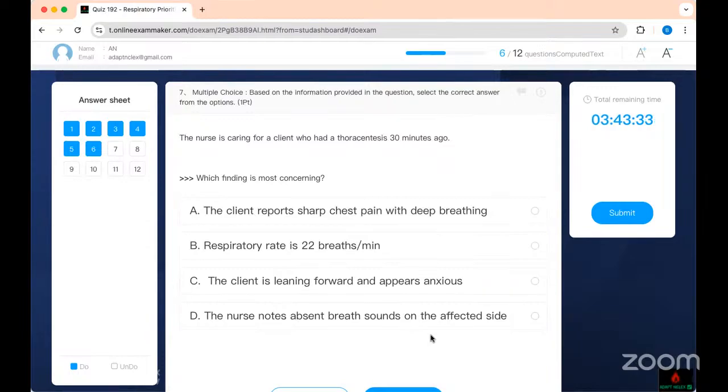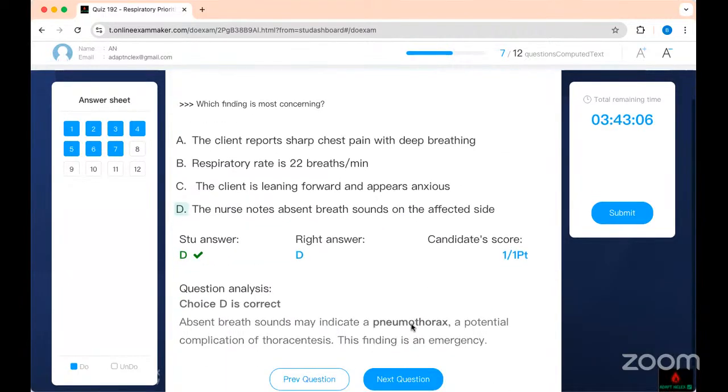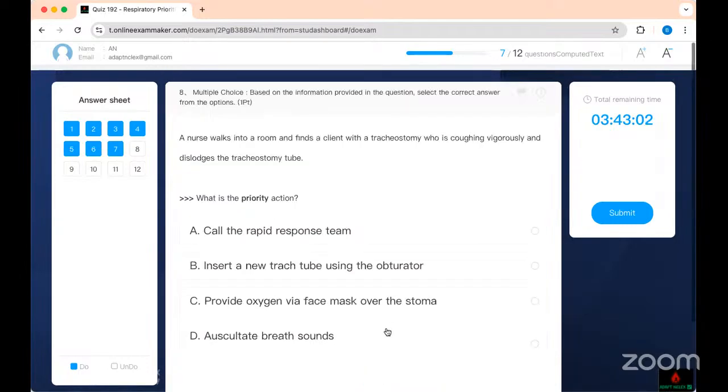The next note: absent breath sounds on the affected side. If there's no breath sound at all, and the client is leaning forward and appears anxious, trying to compensate for respiratory distress, and there's no breath sound at the site where the thoracentesis was done, of course, pneumothorax. Therefore, this client is in trouble. So you have to do the mental gymnastics to figure out what is going on. So that one is your problem.